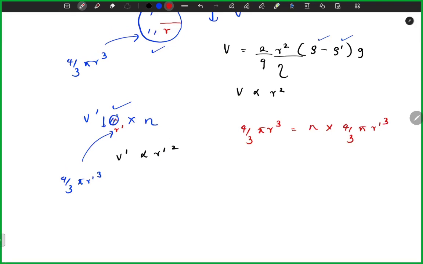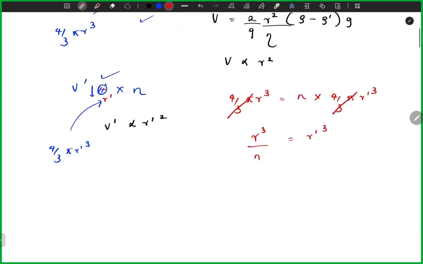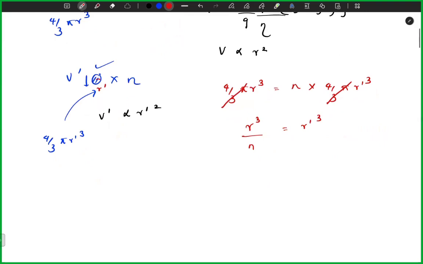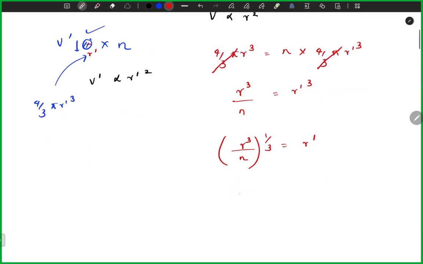Now do you see these cancel off, and r cubed over n equals what? R dash cubed. Now what can I do? I can take the 1/3 power on both sides, right? Then what do I get? I get r dash equals what? (r cubed over n) to the power 1 over 3. And then r dash is equal to what? R times n to the power minus 1 over 3.